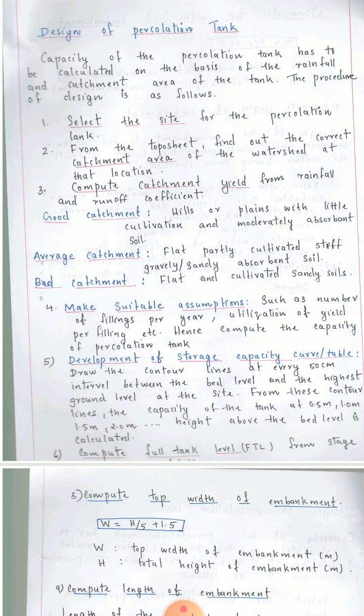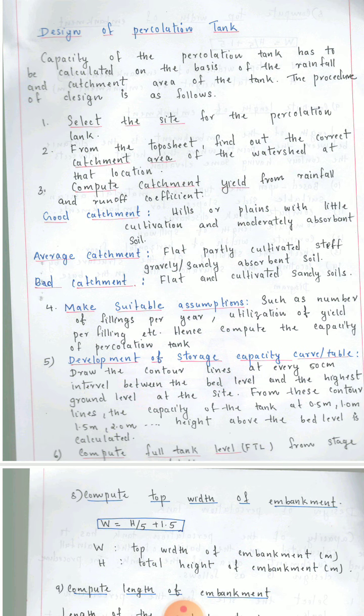Next we will look into the design of the percolation tank. The capacity of the percolation tank has to be calculated on the basis of the rainfall and catchment area of the tank. Means depending upon the rainfall and the catchment area size, the infiltration rate or the percolation rate will vary. So there is a procedure to design this, and it is as follows.